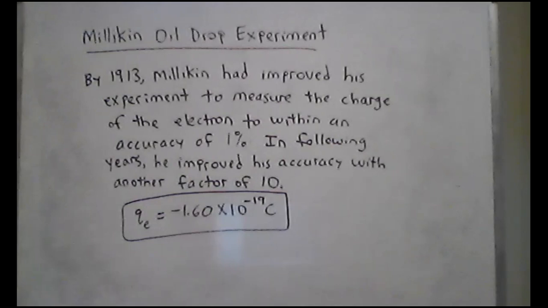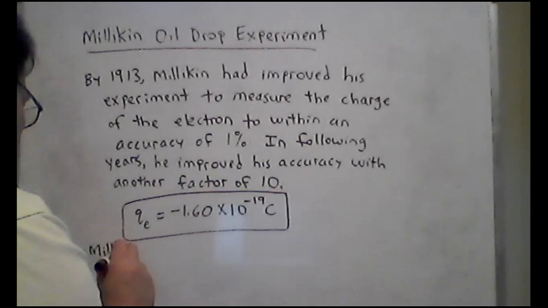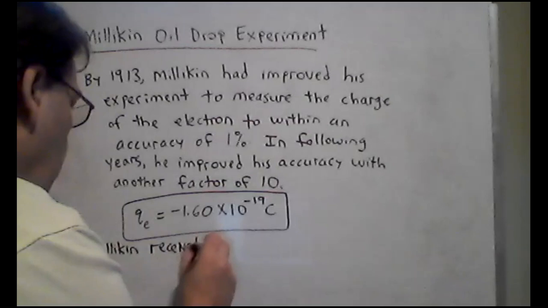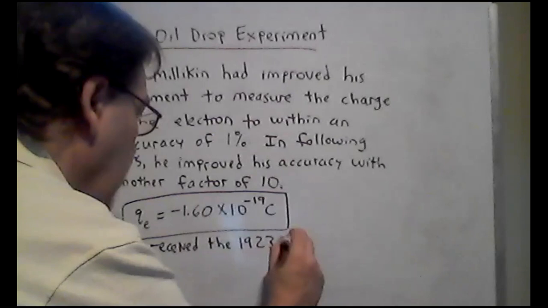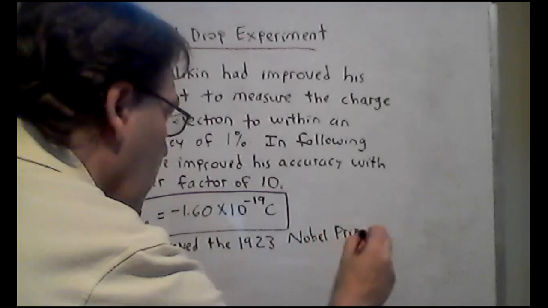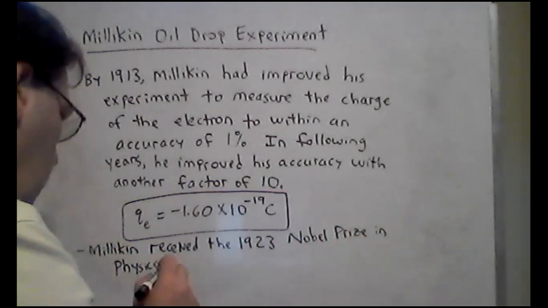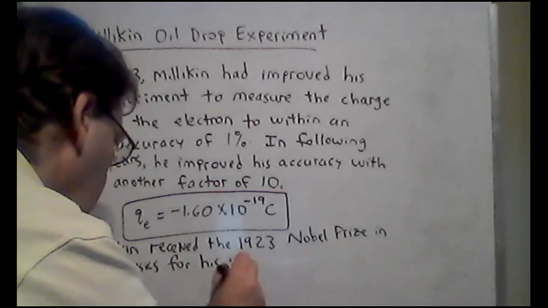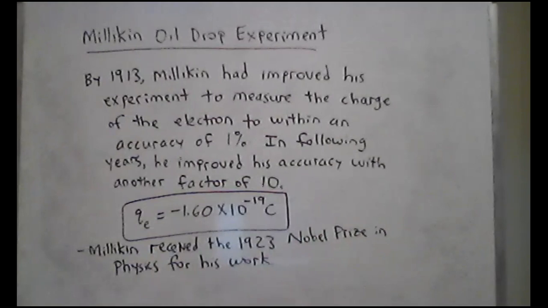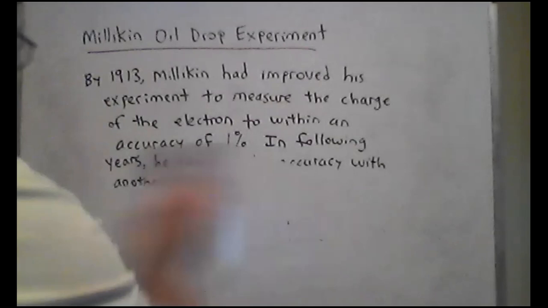So Millikan received the 1923 Nobel Prize in Physics for his work. All right, so again, these are all great Nobel laureates we're talking about today. Millikan is a brilliant experimental physicist. Now we can take Millikan's number and combine it with the charge to mass ratio predicted by Thomson. That's the next best thing. So we have one of the two numbers, so we can then very easily, through simple algebra, get the other number.